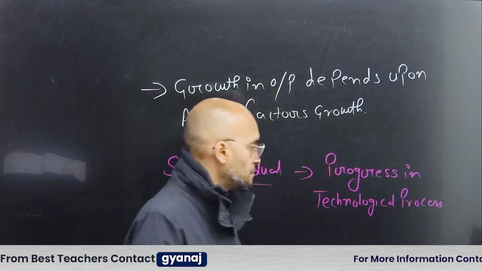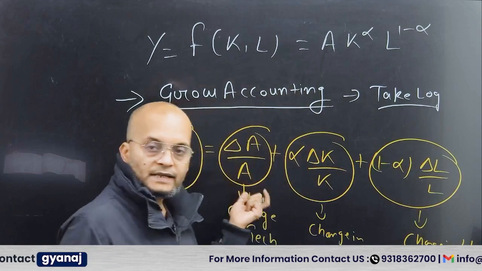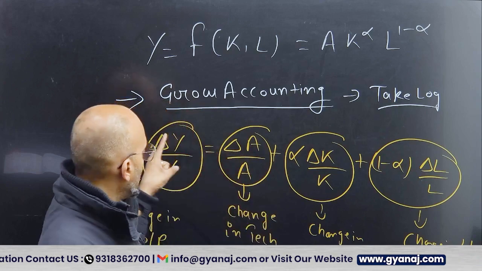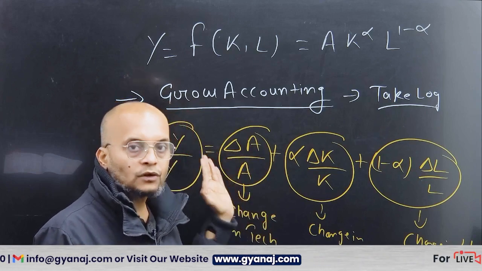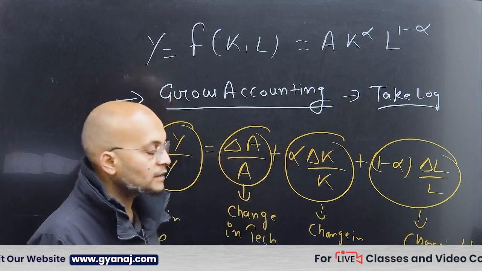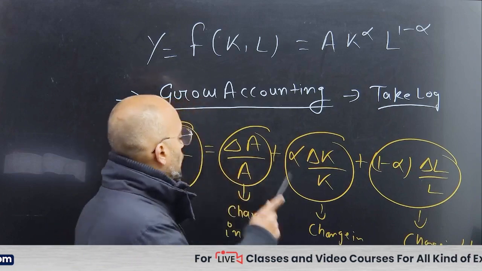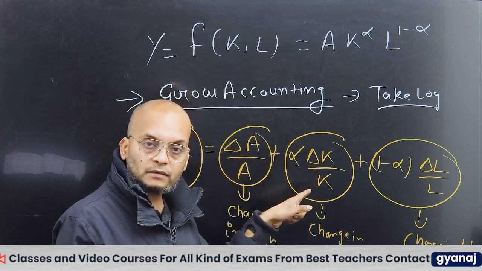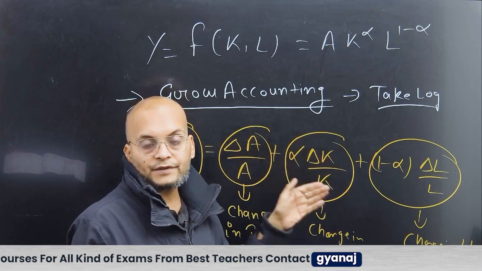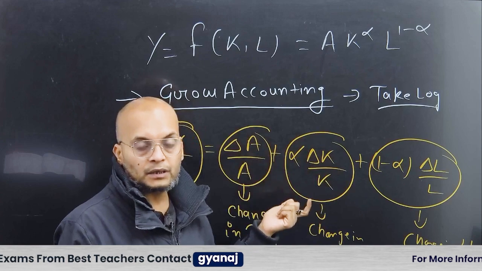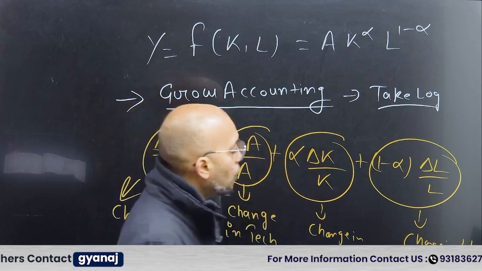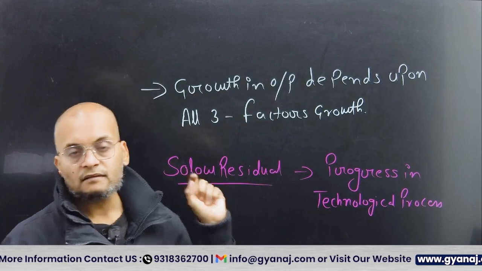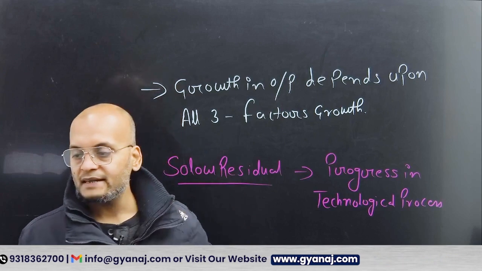Now see guys, this expression that we obtained here, what is this expression telling us? This expression tells us that growth in output depends on all three factors. What are the three factors? Growth in output is dependent on change in technology or growth in technology, and change in capital or growth in capital, as well as change in labor or growth in labor. All these three factors are responsible for growth in the output. Is it clear or not?